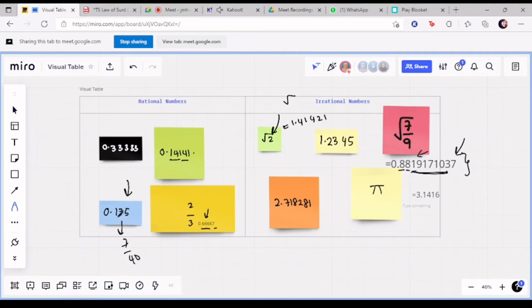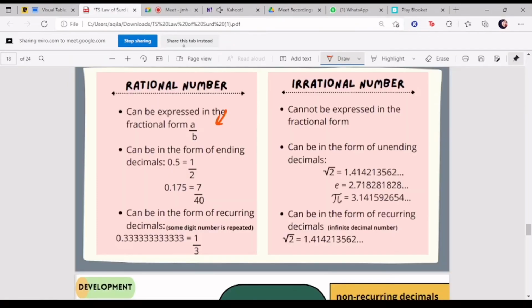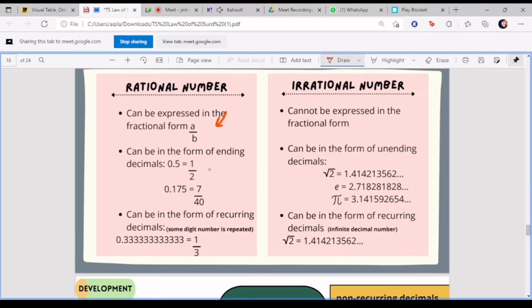So, after 5, do you see any number? No, teacher. So, we can say that a rational number can have ending decimals, in which they stop here. Okay, and then a rational number can be in the form of recurring decimals. So what does it mean by recurring? It means that some digits are repeated.